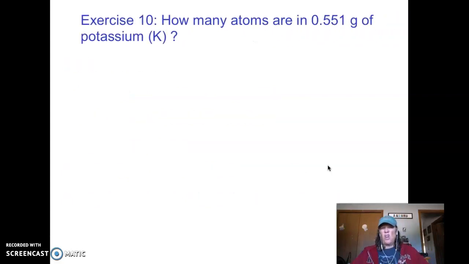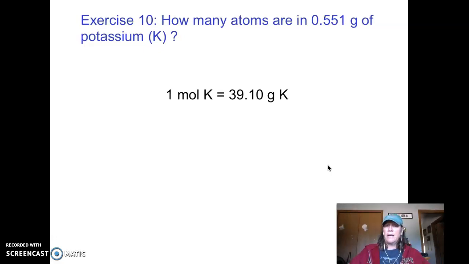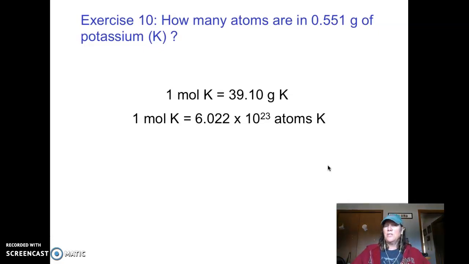Okay, so let's solve a problem. How many atoms are there in 0.551 grams of potassium? I know atoms in moles, I don't know in grams. So the first thing I'm going to have to do is change grams to moles. I know 1 mole of potassium is 39.1 grams. That comes from the periodic table, and if you just want to use 39, don't worry about it, it's fine. I know that 1 mole of any element, including potassium, has Avogadro's number, and we just use 6.02. The official one goes on a little ways, but 6.02 is fine.